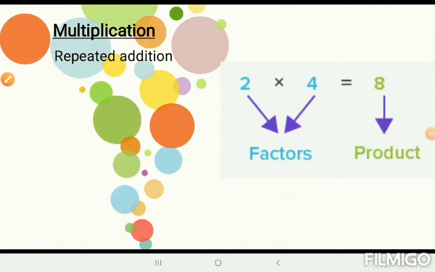Children, you already know that multiplication means repeated addition. Wherever there is repeated addition, we apply multiplication. I have given you one example on the screen: 2 into 4 is equal to 8. This is a simple multiplication sum. The numbers which you are multiplying are known as factors, and the answer which you get after multiplying is known as the product.